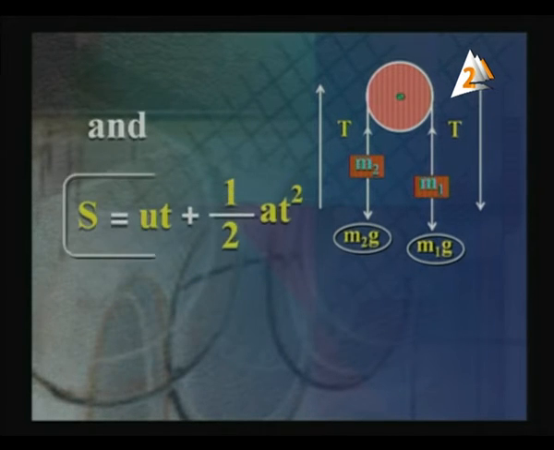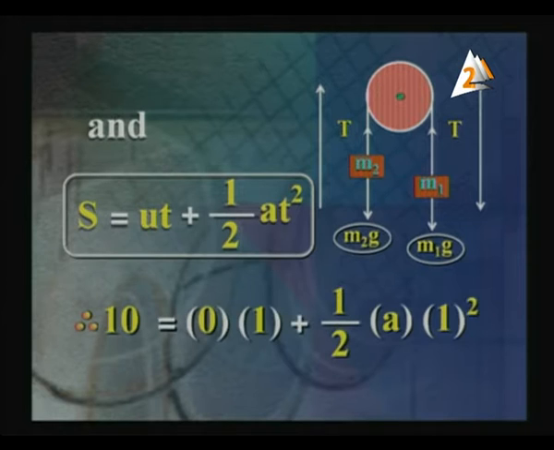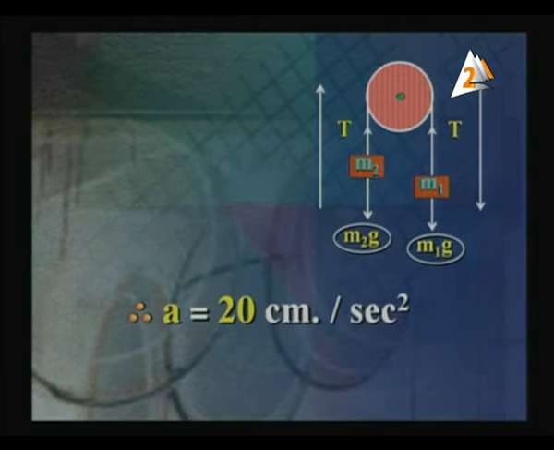Now, after 1 second, each body moves 20 divided by 2 equal 10 centimeters, and since s equal ut plus half at square, by substituting we get that 10 equal 0 times 1 plus half times acceleration a times 1 power 2, or the acceleration a equal 20 centimeter per second square.